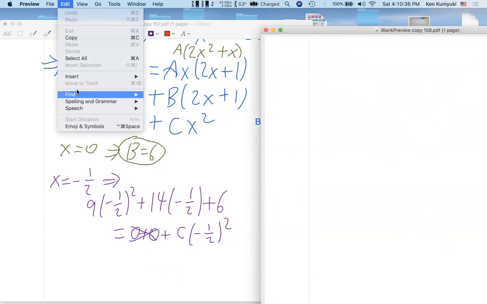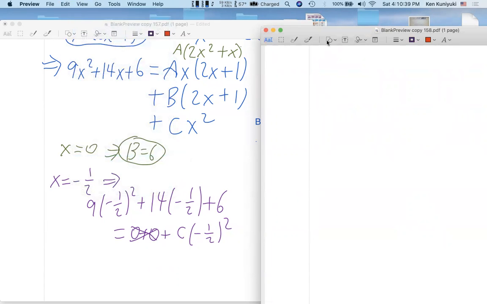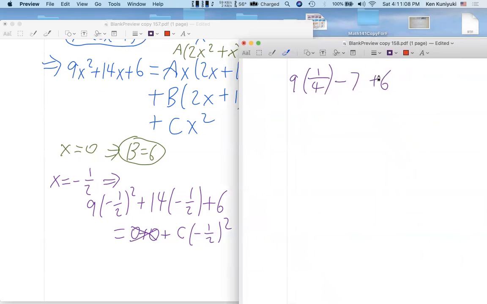Let's continue with that. All right. Okay, so on the left, let's do a little bit of arithmetic. 9 times the square of negative 1/2 is 1/4. Right? Okay, 14 times negative 1/2. Basically, you're dividing 14 by -2, so you get -7. It's good to sharpen that computational skill in your head. -7 plus 6, right? Equals.